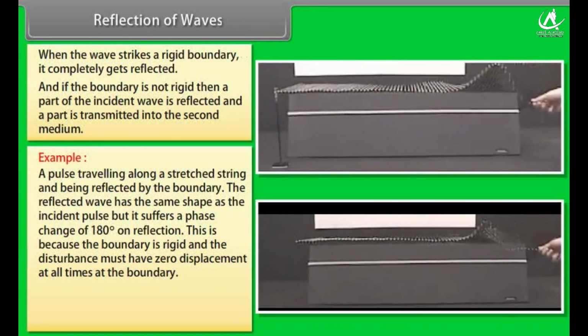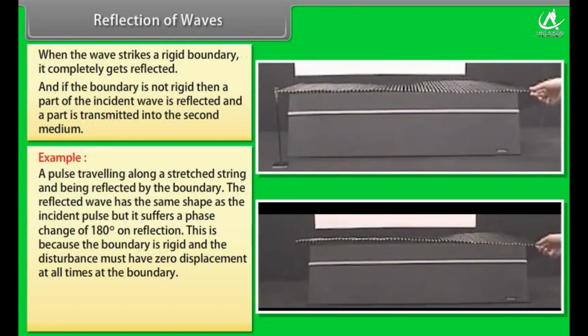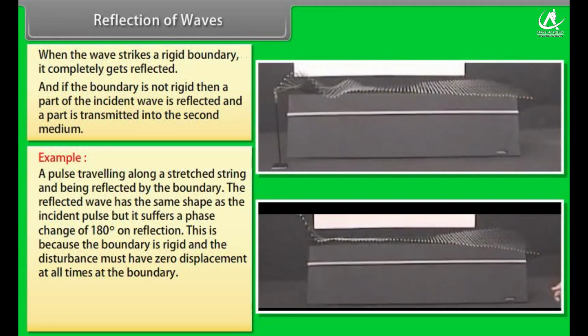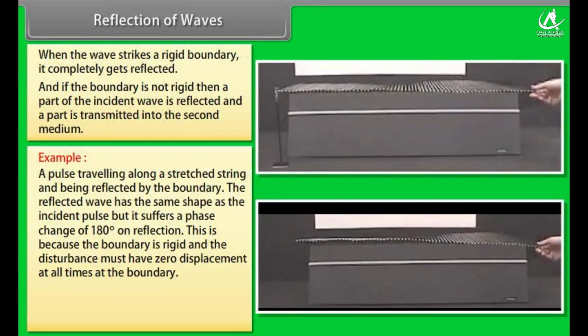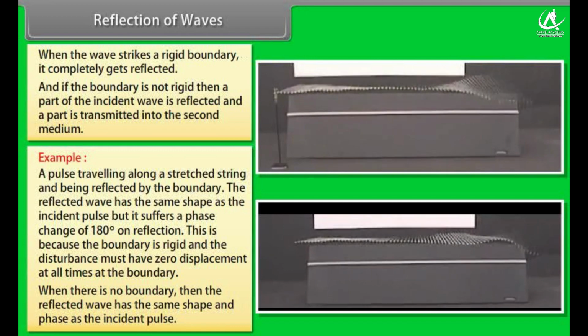The reflected wave has the same shape as the incident pulse, but it suffers a phase change of 180 degrees on reflection. This is because the boundary is rigid and the disturbance must have zero displacement at all times at the boundary. When there is no rigid boundary, the reflected wave has the same shape and phase as the incident pulse.